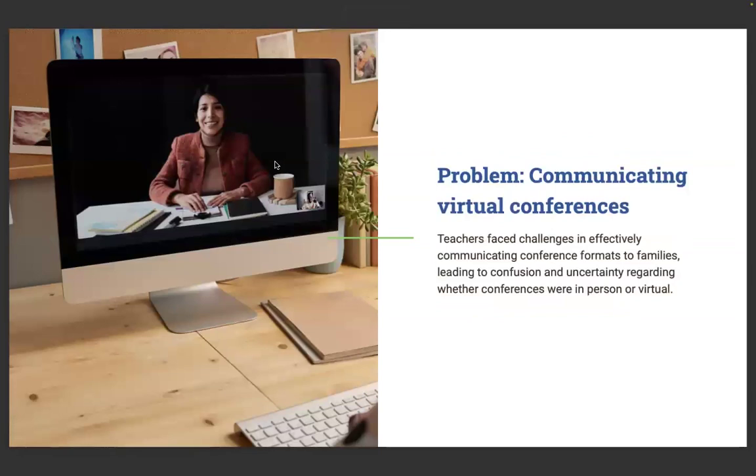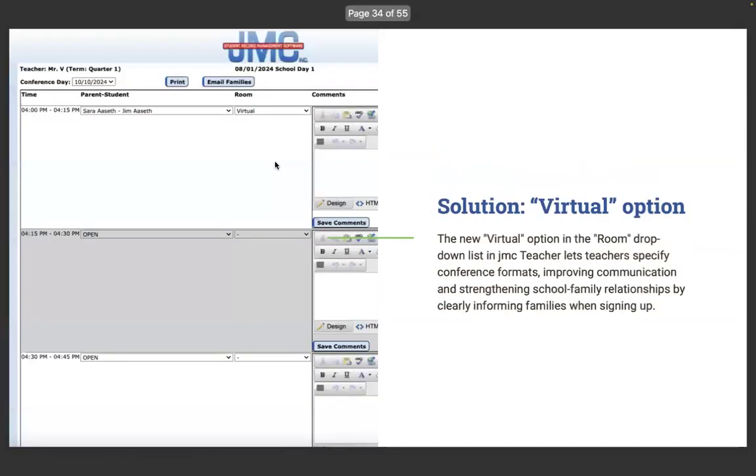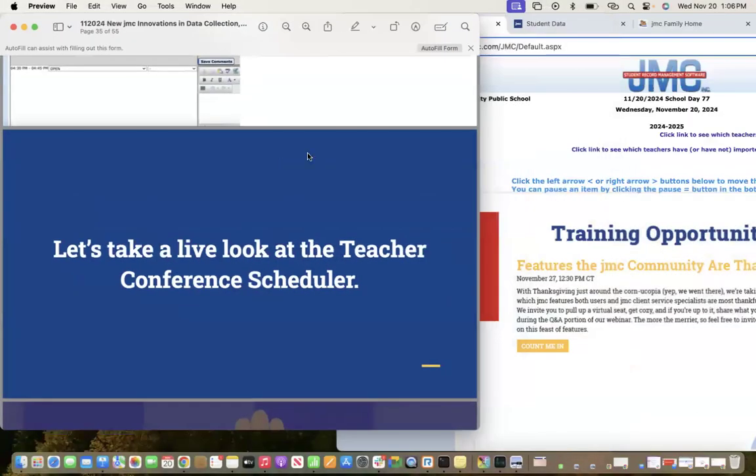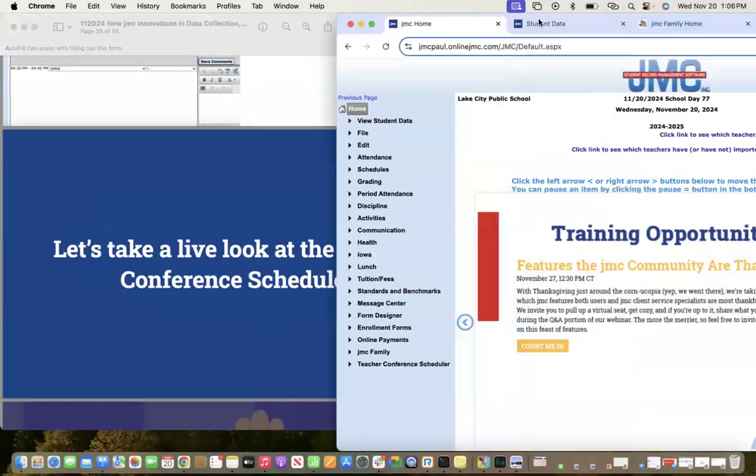Another problem, communicating virtual conferences. Teachers face challenges in effectively communicating conference formats to families, leading to confusion and uncertainty regarding whether conferences were in person or virtual. So the solution to that was the new virtual option in the room drop-down list in JMC Teacher, letting teachers specify conference formats, improving communication and strengthening school-to-family relationships by clearly informing families when signing up. Nothing more frustrating than showing up to a conference that was not supposed to be in person. So we can take a live look at a couple of the updates that are in our teacher conference scheduler.